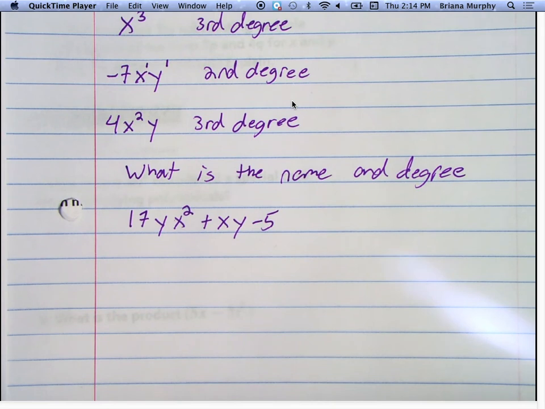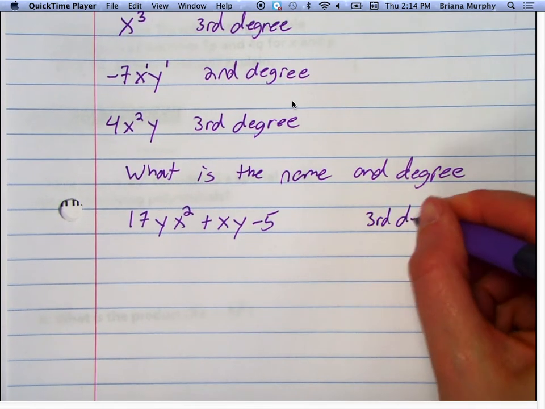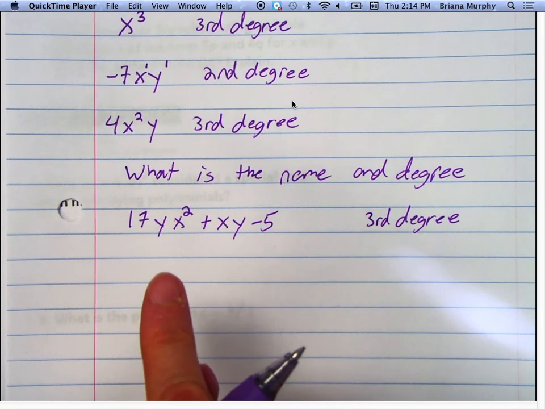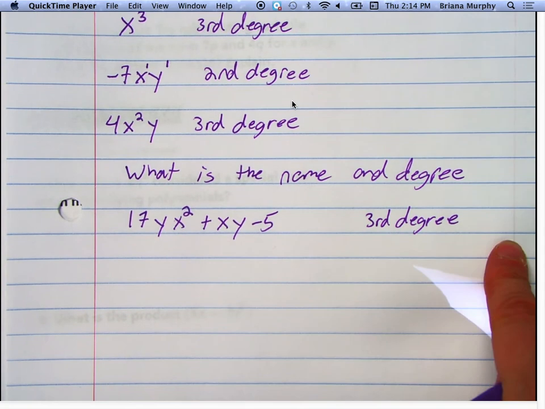Okay? First of all, look at this. Can you tell me what degree it is? 3rd degree. It is a third degree. Right? Because this is an exponent of 1. This is an exponent of 2, so it is a third degree.